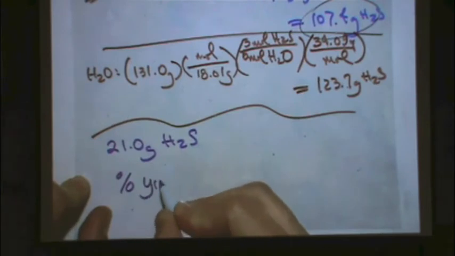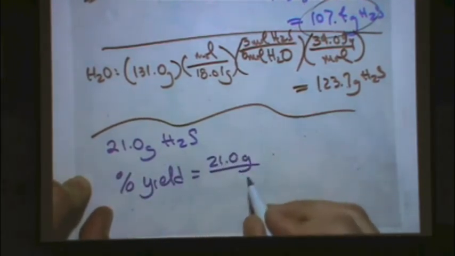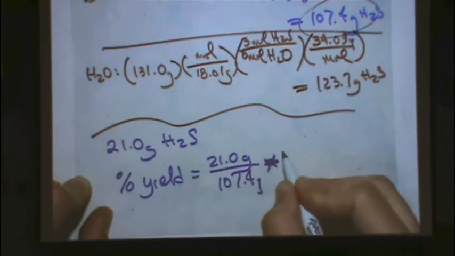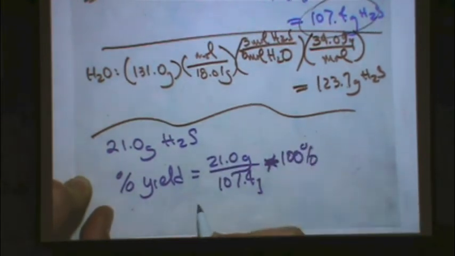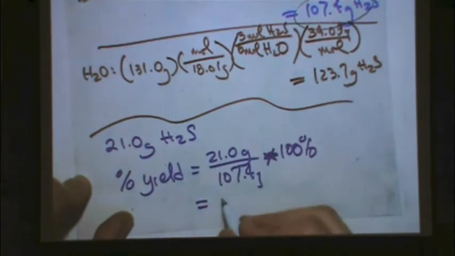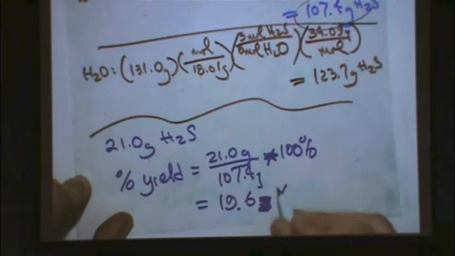If 21.0 grams of H2S were the actual amount produced, this is the simplest part. Percent yield is just going to equal 21, the amount given, divided by the amount calculated, 107.4 grams. You need to multiply this by 100% to change that into a percent, and we got 19.6%.